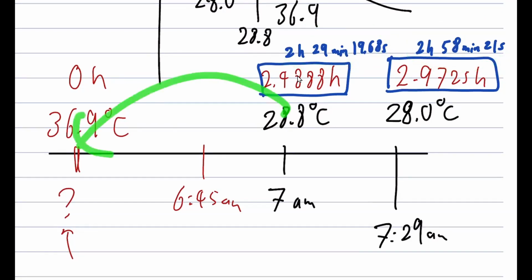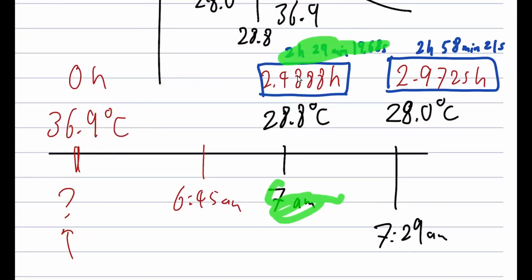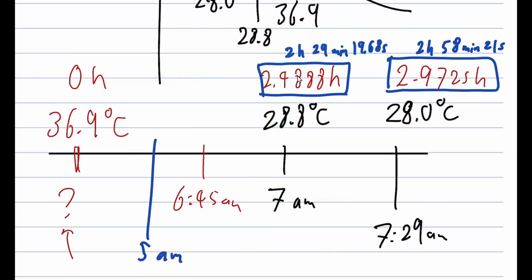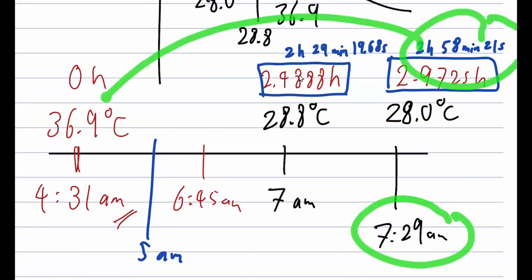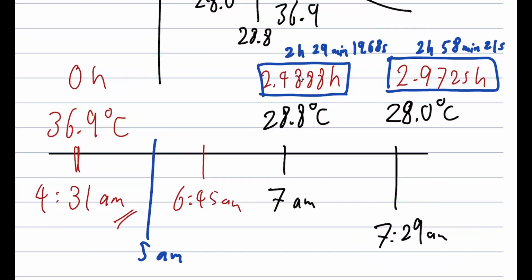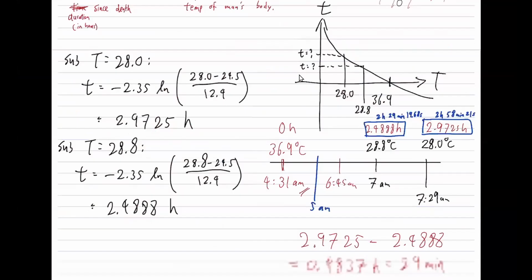So what's the original time? At 7 a.m., 2 hours, 29 minutes has already passed. Work backwards, you have to subtract 2 hours, so maybe it's 5 a.m. Then minus 29 minutes. So 4 a.m., what time? 31. Yeah, exactly, 4:31. You can also do the same thing with 7:29. Take away 2 hours, 58 minutes. Time of death. Okay, good.